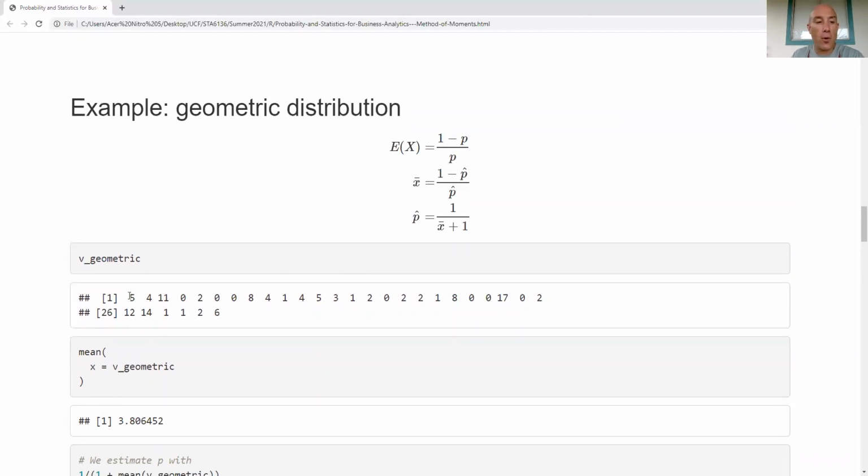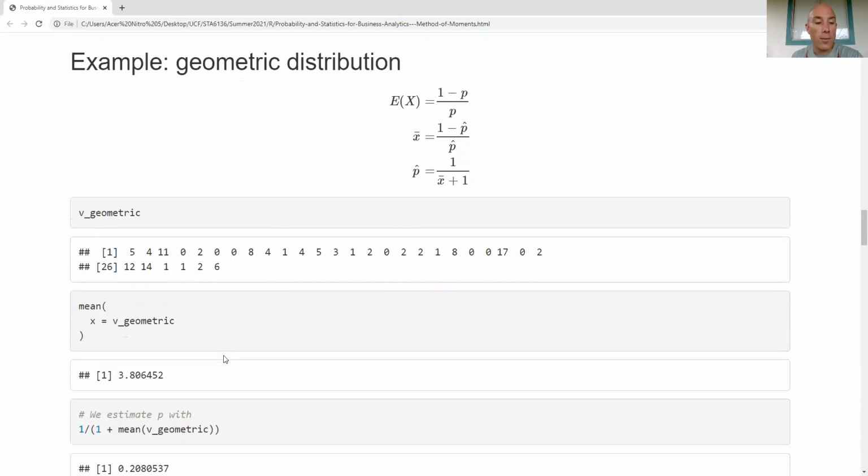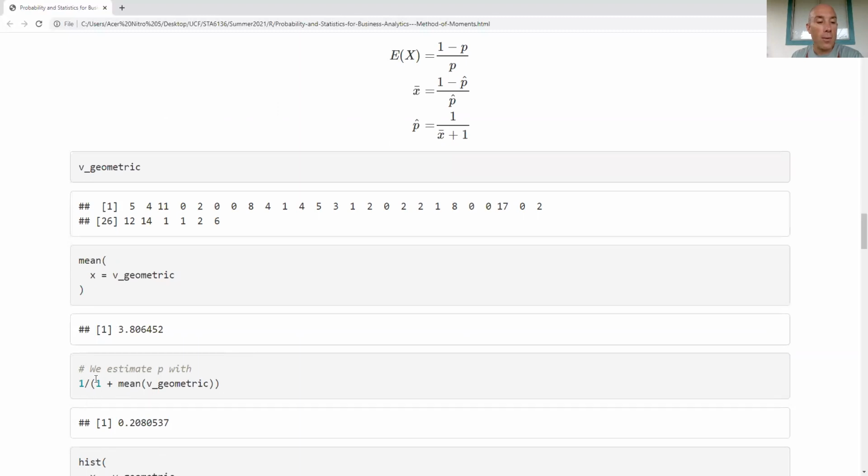Let's actually do this. So here is my data. Now here is the average of my data, so this is x bar. It's just a little bit less than 4. So now, if I apply the formula I got here, my estimate is going to be 1 over 1 plus the sample average. Boom, we've got it. So it's close to 0.21.